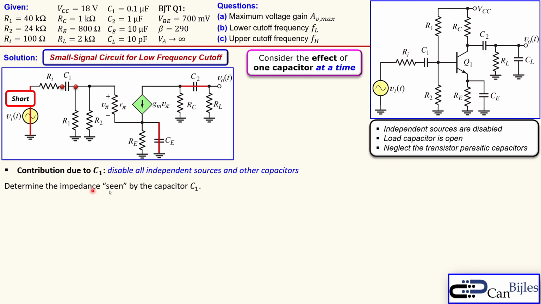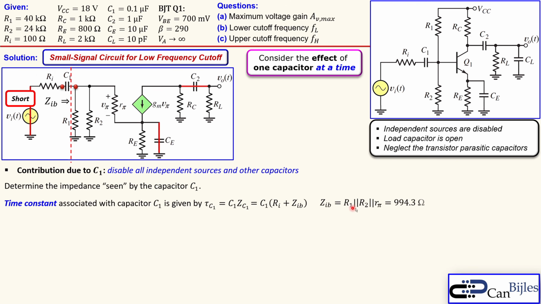Now we determine the impedance seen by this capacitor C1. How much impedance is seen by C1? The time constant associated with this capacitor is given by tau C1 equals C1 itself times the impedance ZC1, which is the impedance seen by the capacitor C1. If you look at that, this part here is ZIB, which we determined and used for our voltage gain analysis, and the left part of C1 is just Ri going to ground effectively. So that is in series. We know ZIB, we just determined it as 994.3 ohms.